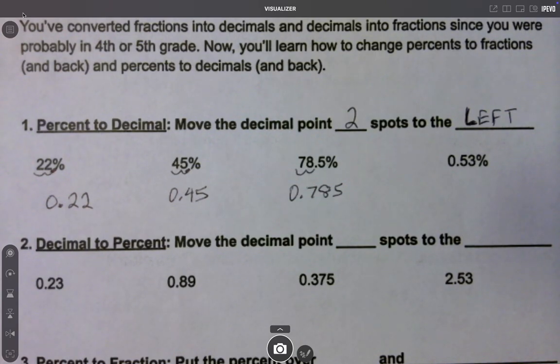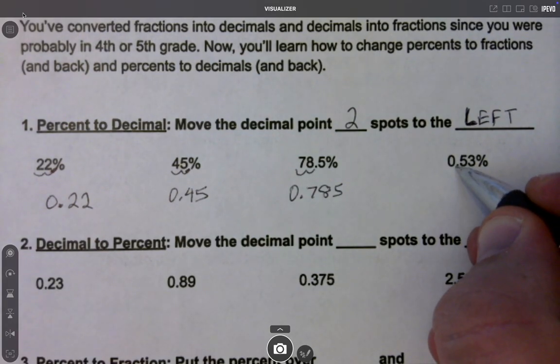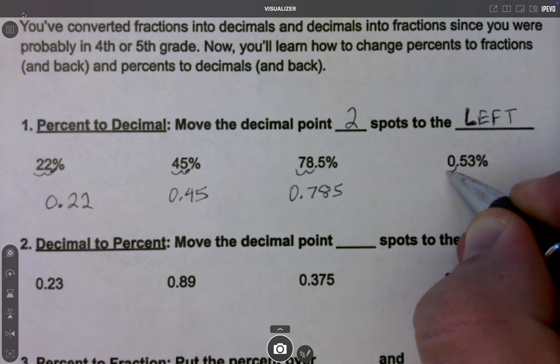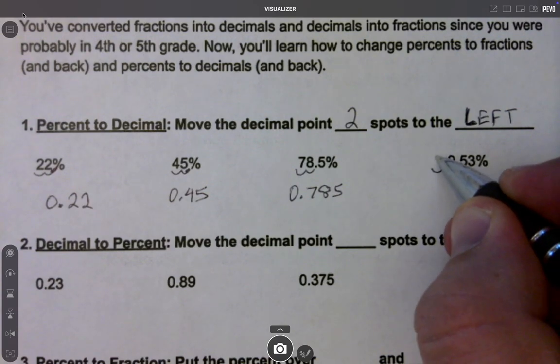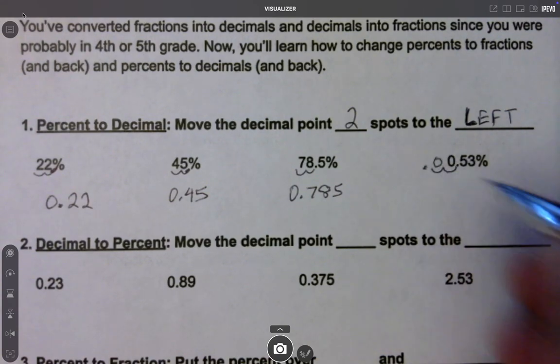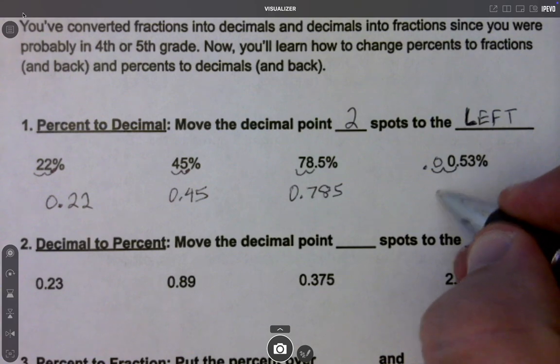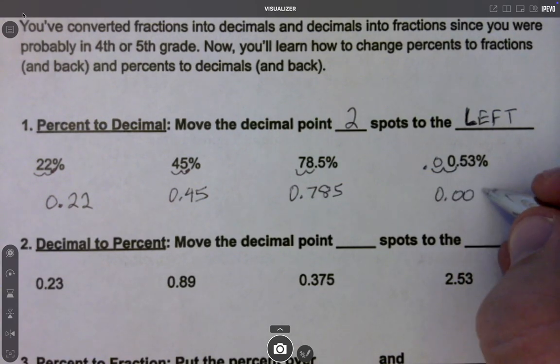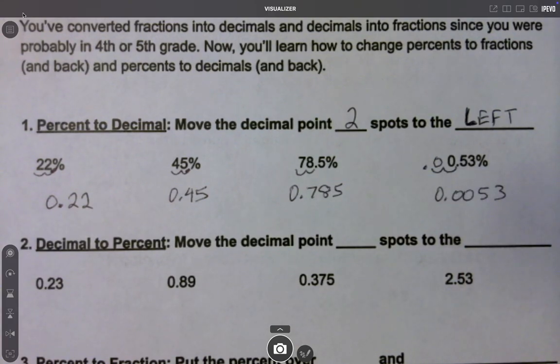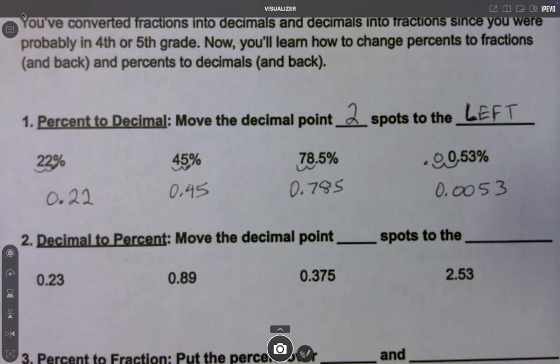Okay, now this one is 0.53%, so it's actually a very small amount. That's less than 1%. So when we change to a decimal, we still move it to the left 2 spots. So then they're going to have the decimal and then 2 zeros before the 5.3. That's a very small amount.